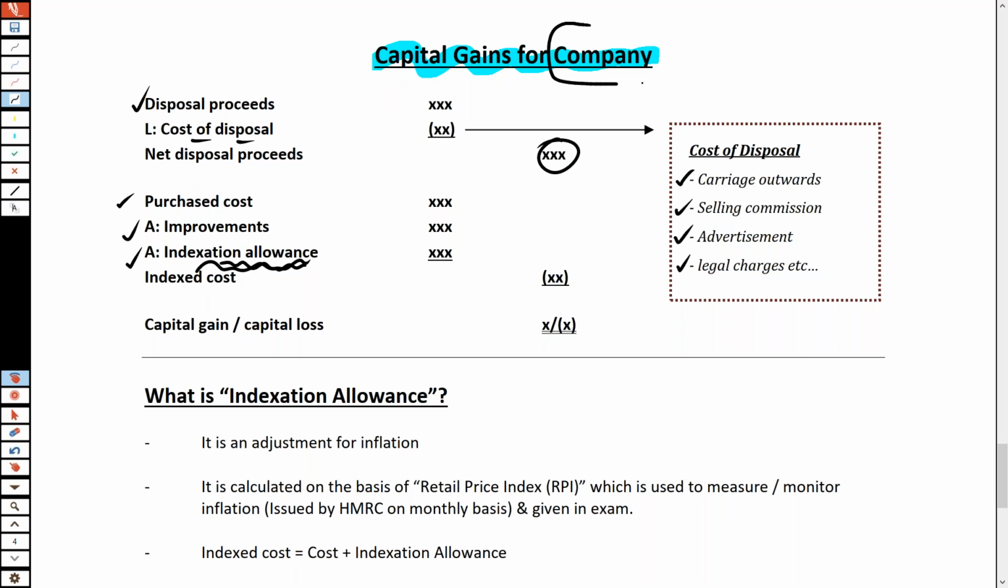For companies, there is no concept of annual exemption. Instead of annual exemption, in companies, there is a concept of indexation allowance. So indexation allowance would be added to the overall cost. If the cost is increasing, resultingly the capital gain will go down. For an individual person, there is a concept of annual exemption which reduces the gains amount, but over here indexation allowance increases the cost. Ultimately lower gains are calculated. If lower the gains, lower the tax liability. So that's a basic difference between individual and company CGT calculation.